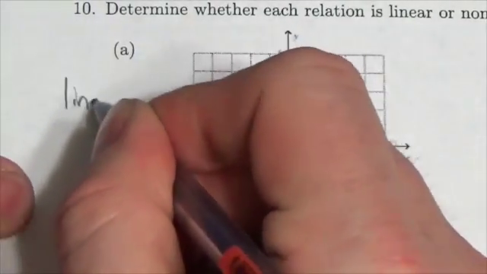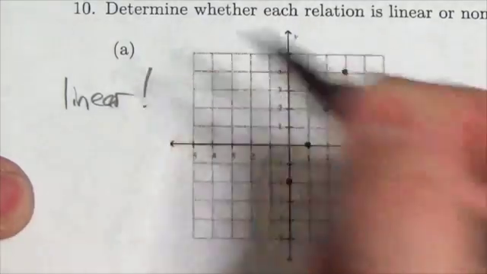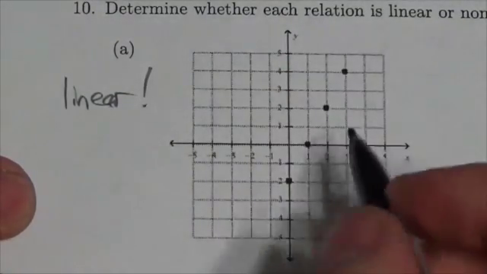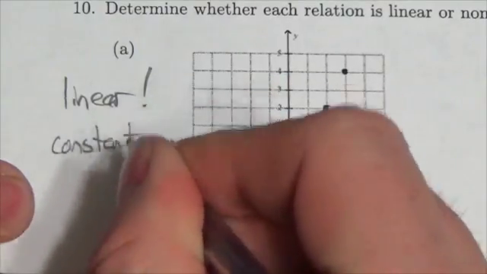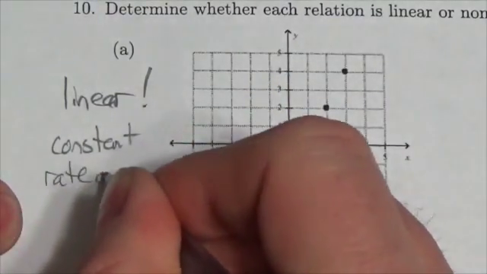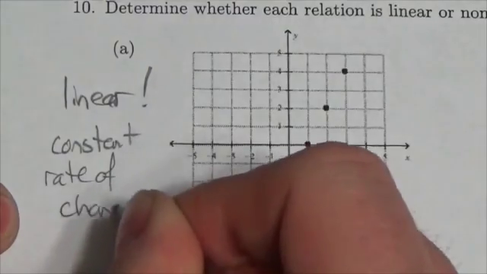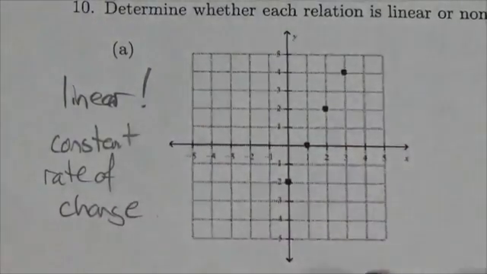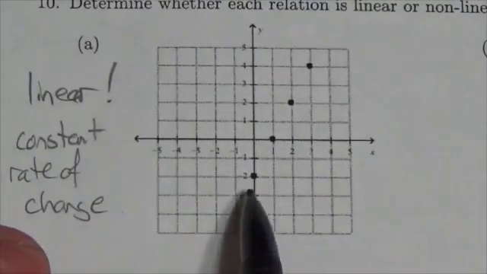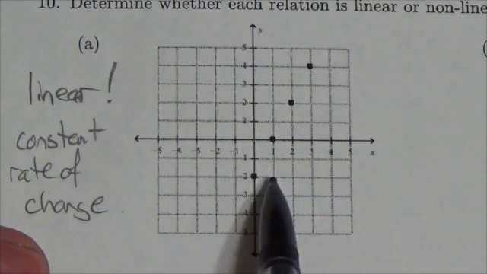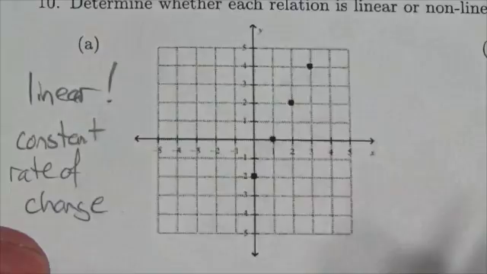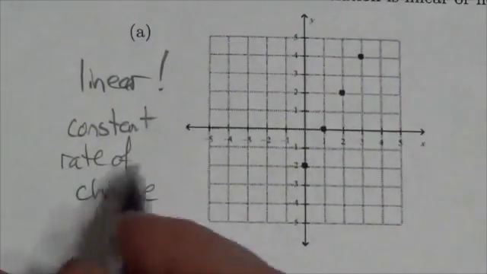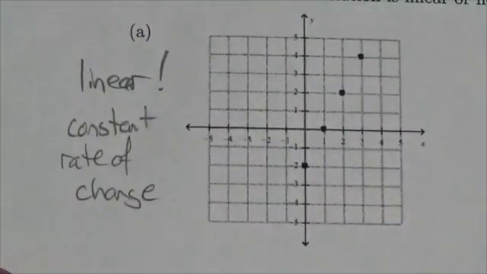This is linear. And the reason I can say that it's linear here is because notice we've got a constant rate of change. When I move horizontally 1 over, I move 2 up to get to the next point. 1 over, 2 up, 1 over, 2 up. So that's a constant rate of change. And as such, that makes that linear.